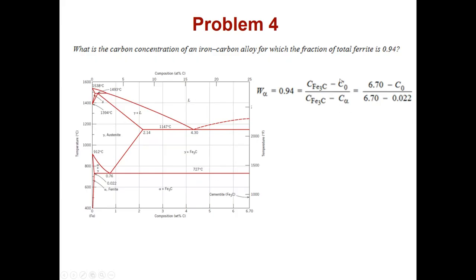And the overall composition is something that we are after, which is C0. So we are after C0. We have the values of concentration of carbon in cementite and also in ferrite. If we substitute the other three values, having 0.94 at hand, we can easily work out the value of the overall composition, and that comes to 0.42 weight% of carbon. So for this overall concentration of carbon in the steel, we can have this much of ferrite.